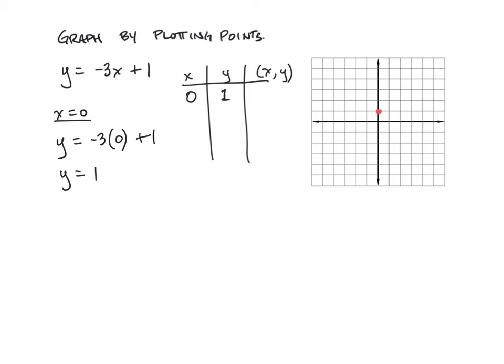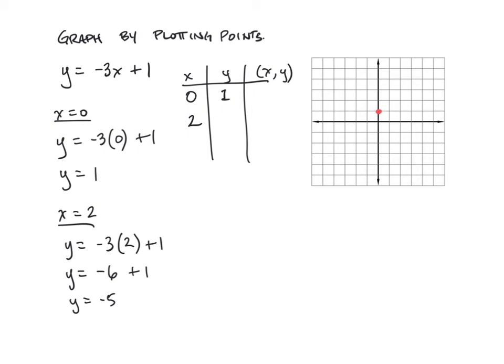All right, let's try another one. I'll plug in 2. So x equals 2, and we're going to have y equals -3 times 2 plus 1. So that's going to be y equals -6 plus 1, so y is equal to -5.